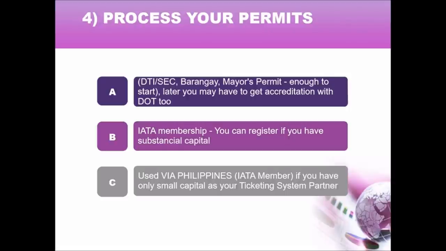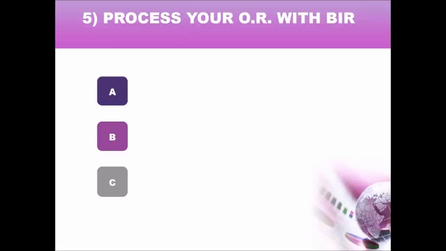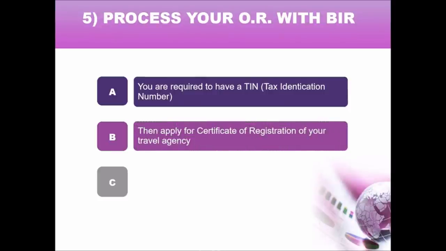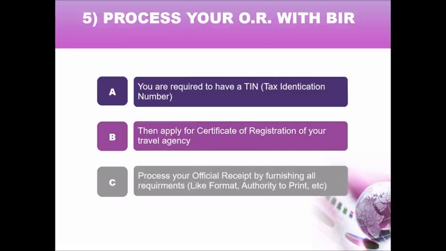Okay, these are the necessary things you need to get, because without these permits and partners, you cannot operate your travel agency. Not only that, you also need to process your OR with the BIR. The BIR requires you to have a TIN, which will be indicated on your certificate of registration with your name as a taxpayer. Then process your official receipt by furnishing all requirements, like format, authority to print, etc.